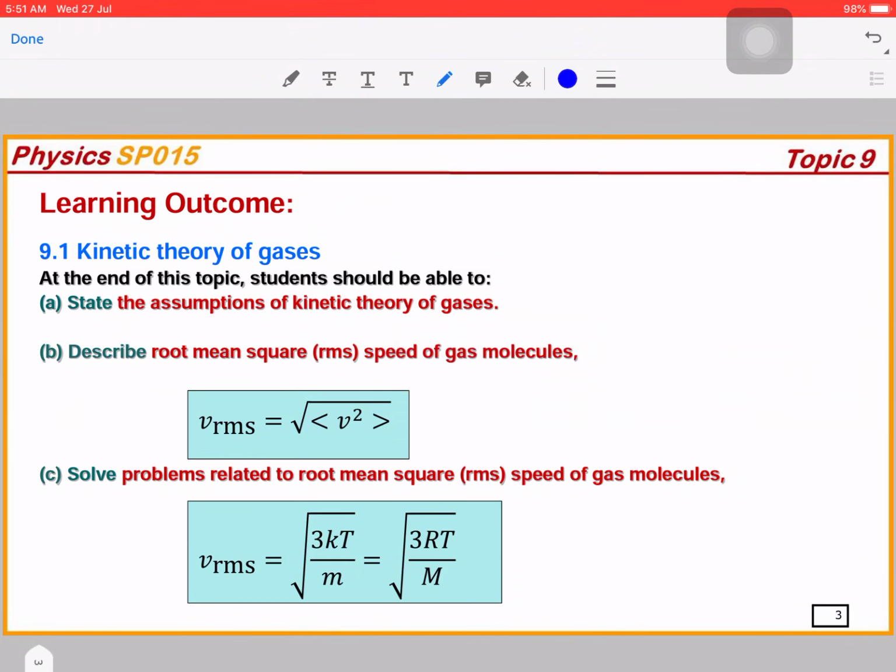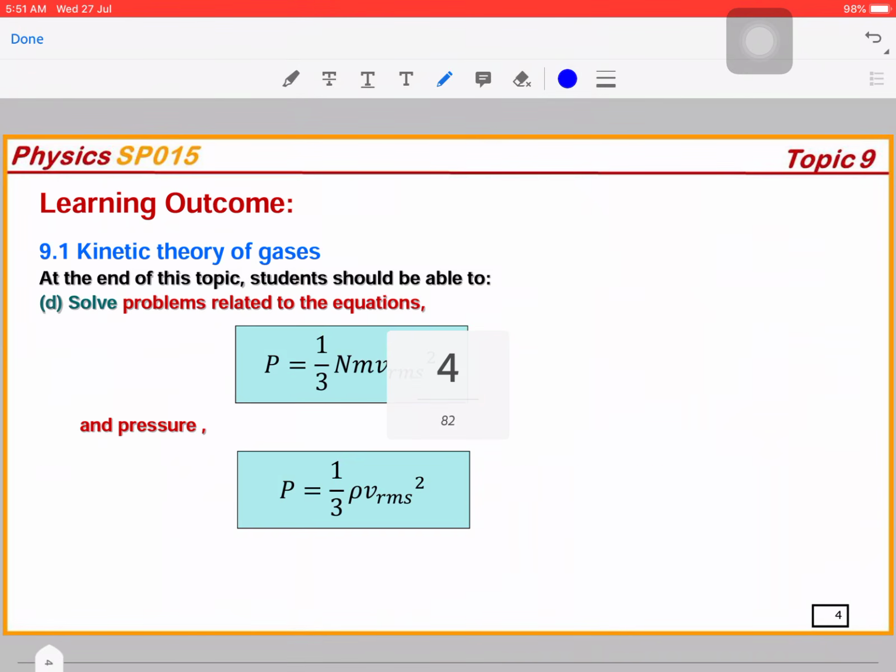Okay, first we look at learning outcome for 9.1 kinetic theory of gases. So at the end of this topic, you should be able to: first, state the assumption of kinetic theory of gases. B, describe root mean square RMS speed of gas molecule. C, solve problem related to root mean square speed of gas molecules. D, solve problem related to the equation P equals 1 over 3 nm Vrms squared and pressure P equals 1 over 3 rho Vrms squared.